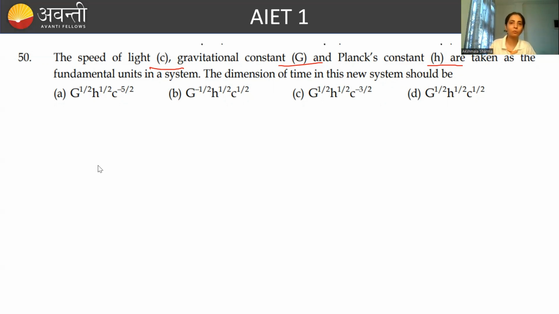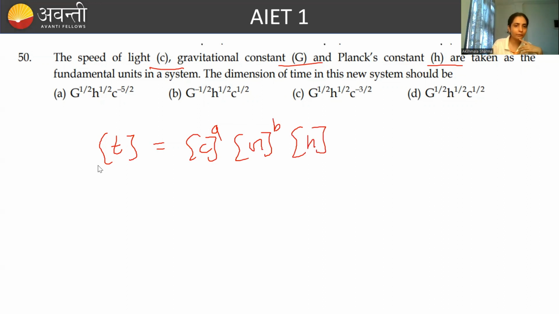So in such type of question, what should you do? You just write dimension of time is equal to some power of c, some power of G and some power of h, because here we have to write the dimension of time in terms of c, G and h. Okay, so you do it like this. Now we have to find the dimension of time. So what is the dimension of T? Naturally, this is T.